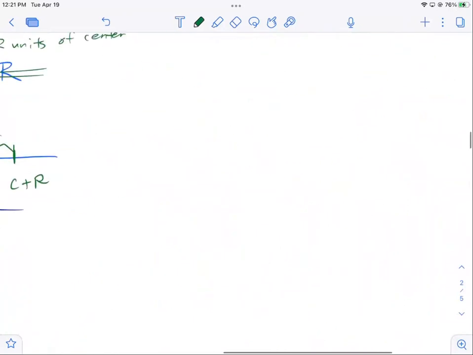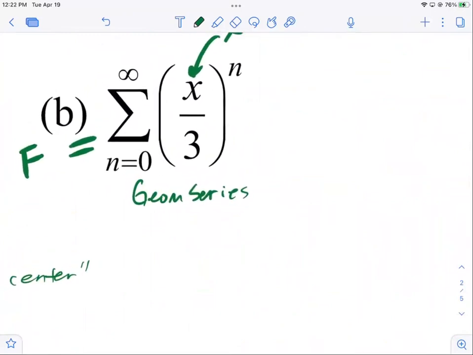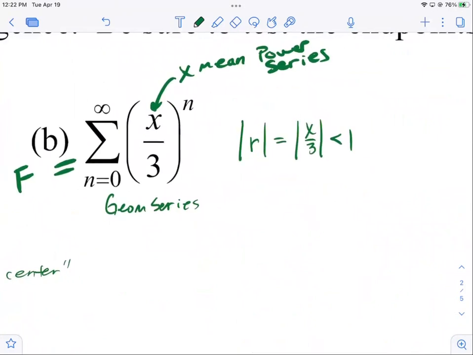Okay. But if I recognize it as a geometric series, I know then that it's only going to converge strictly when r, the ratio, I'm sorry, has a magnitude that's less than 1. So we could go ahead and say then that the absolute value of r, which is the absolute value of x thirds, has to be strictly less than 1. Would that be correct? Yeah.